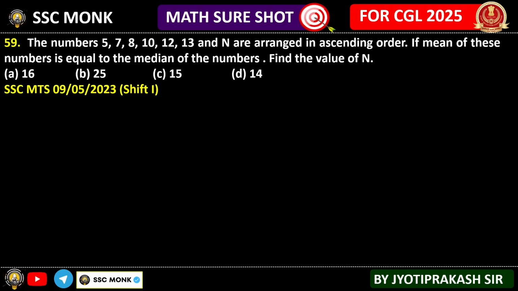If the mean of these numbers is equal to the median of the numbers, find the value of n. So this is in ascending order. So here 1, 2, 3, 4, 5, 6, 7. 7 numbers. So median is equal to 10. Now mean means: 5 plus 7, 7 plus 5, 12 plus 8, 20 plus 10, 30 plus 25, 55 plus n divided by how many numbers? 7, that is equal to 10. So this can be written as 55 plus n is equal to 70, or the value of n is equal to 15. That is answer option C.